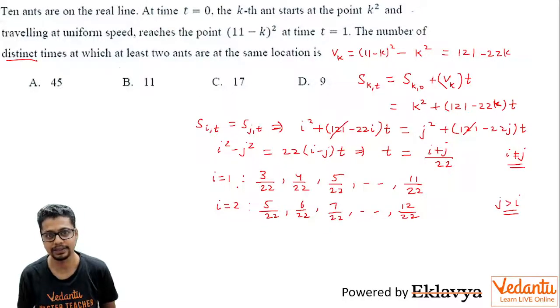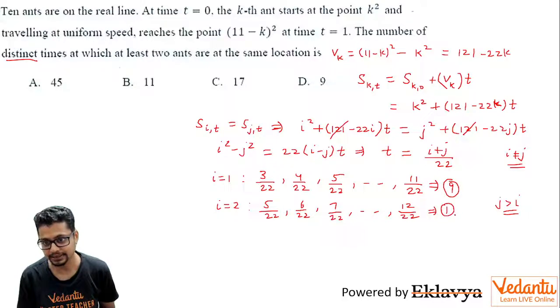That means at least two ends are meeting at that time instant, and we are interested in the number of such distinct time instants at which at least two ends are meeting. So that means these are essentially 9 such time instants, all acceptable because all are less than 1 and greater than 0. And here just one more time instant is new, 12 by 22. The rest are all repeating, which I'll be counting once only.